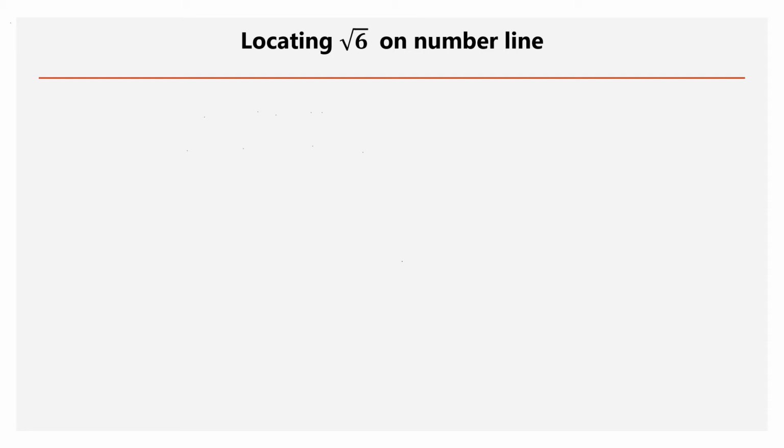Whenever we get this kind of a problem, first we will check whether we can write the integer under the square root sign as a sum of two perfect squares. 6, how can we write it?